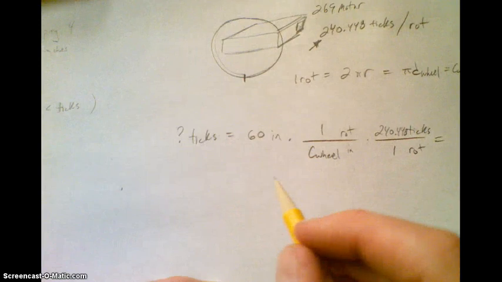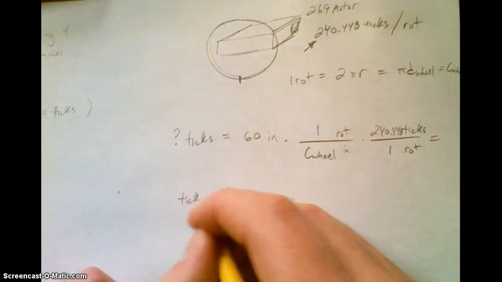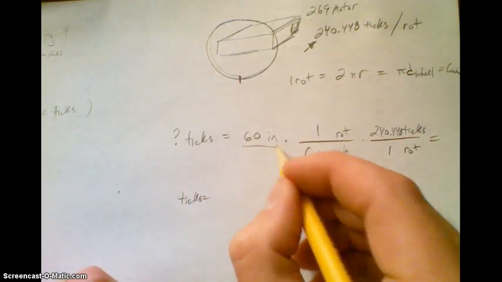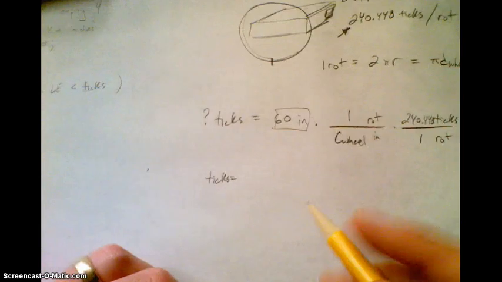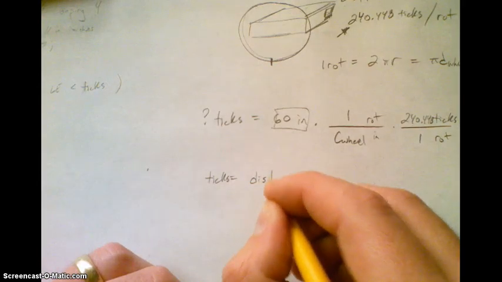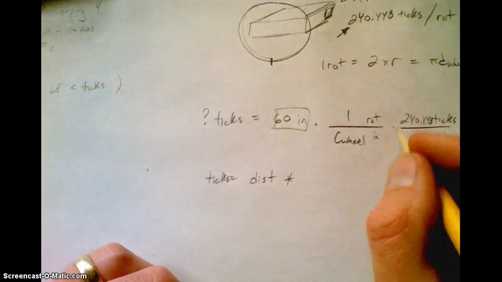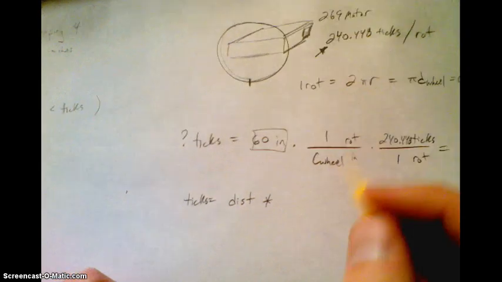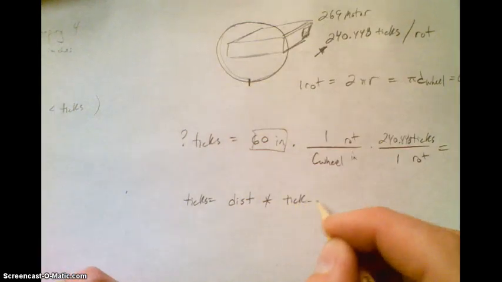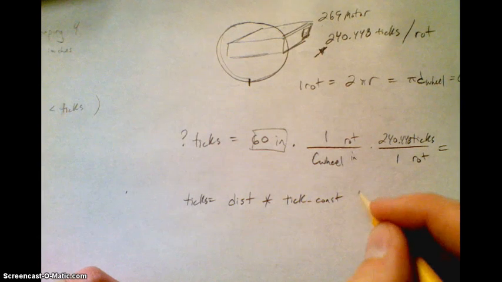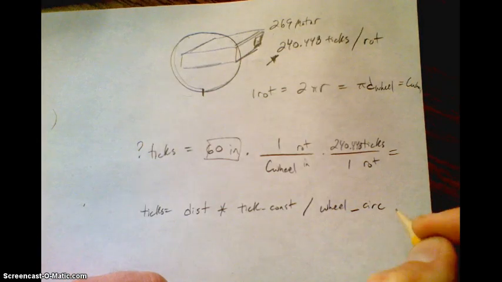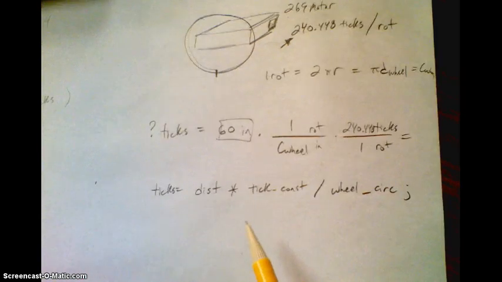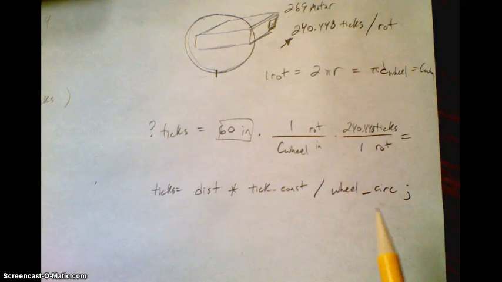If I'm going to put this in Robot C language, this would be ticks equals, now this value is actually my distance. So if I look over here, it is my variable dist. I'm going to put that variable right here. So this is equal to dist times this, which is a constant. This is going to be my tick constant divided by my wheel circumference. So this is the equation that you're going to see in my Robot C file.